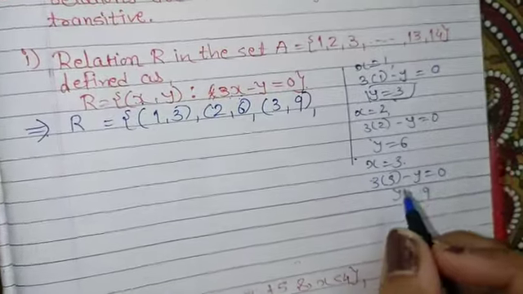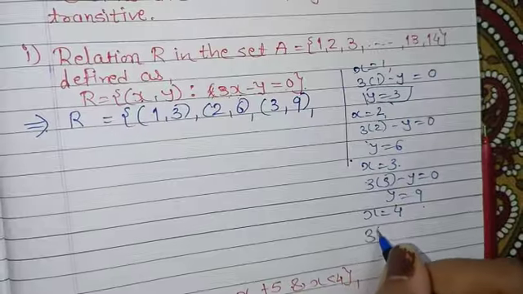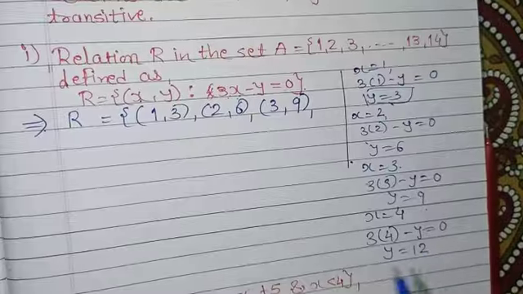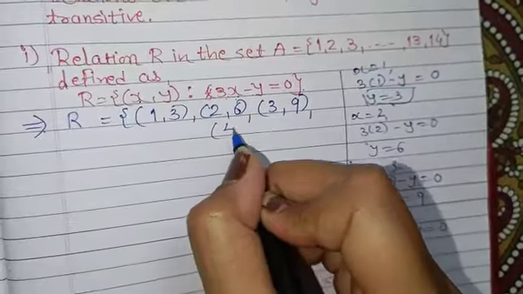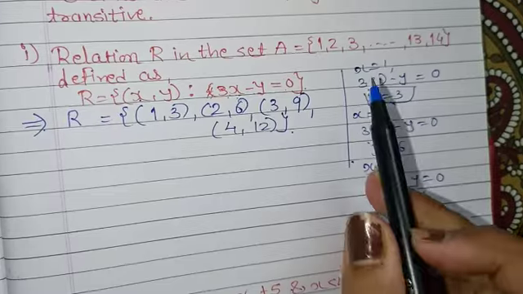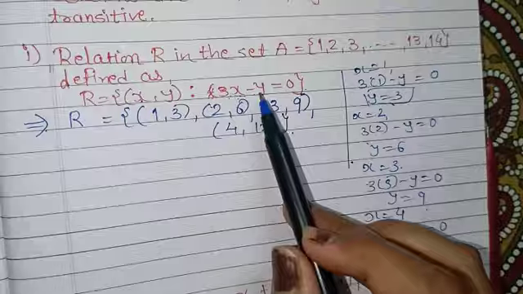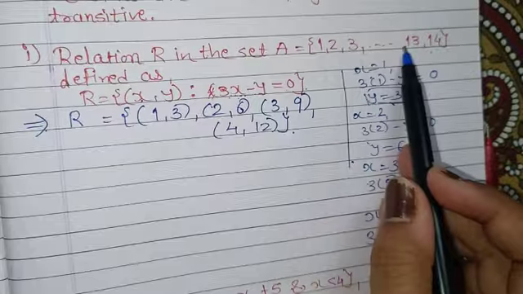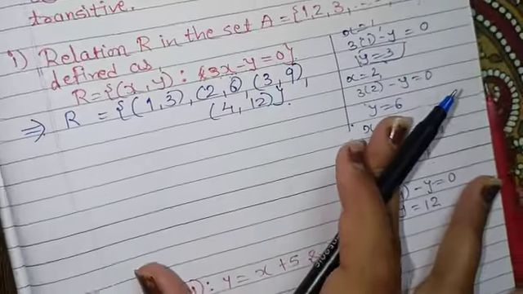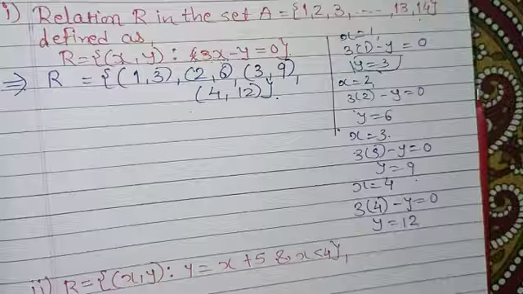Same thing, if we take x equals 4, then we get 3 times 4 minus y equals 0, so y equals 12, and the fourth ordered pair is (4, 12). We can't take x equals 5, because then the value of y is 15, which does not belong to A. That's why this is our defined relation, and now we have to check whether it is reflexive, symmetric and transitive.